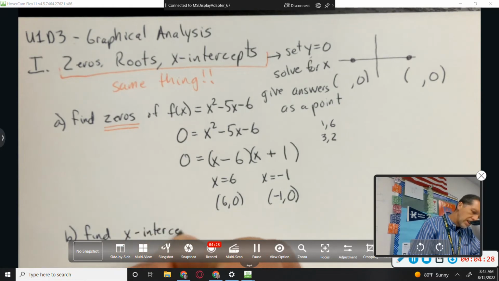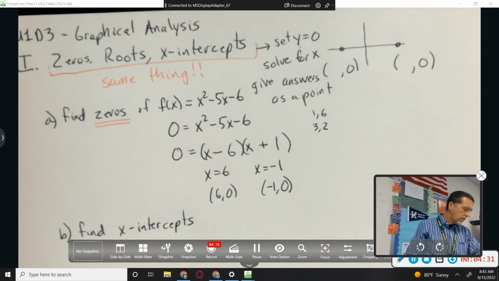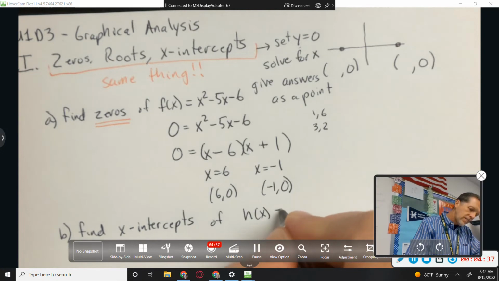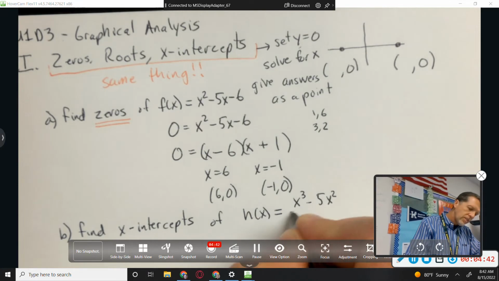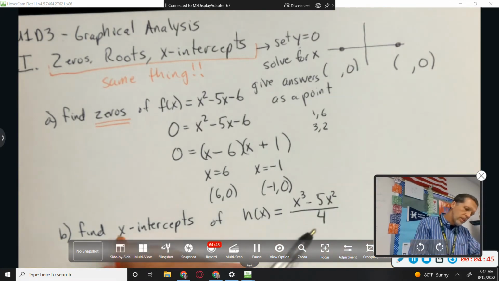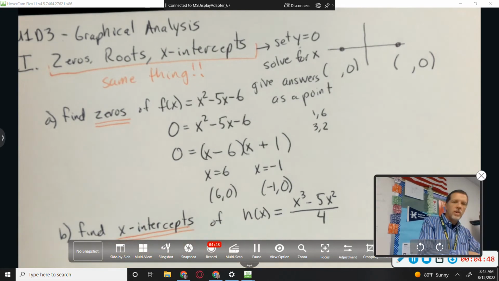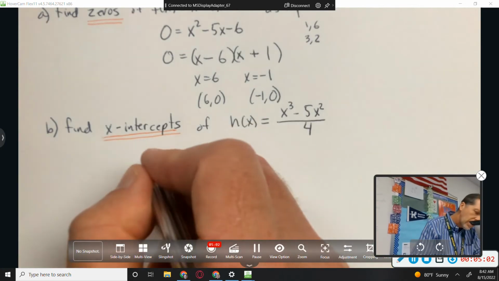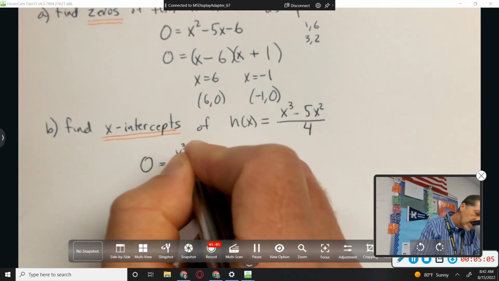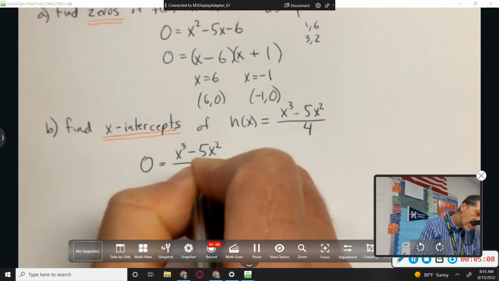Example B. Find the x-intercepts of h of x equals x cubed minus 5x squared over 4. Find the x-intercepts. H of x equals x cubed minus 5x squared over 4. Again, the setup's the same. Zeros, x-intercepts, roots, all mean the same thing. Set it equal to 0, and then solve for x.